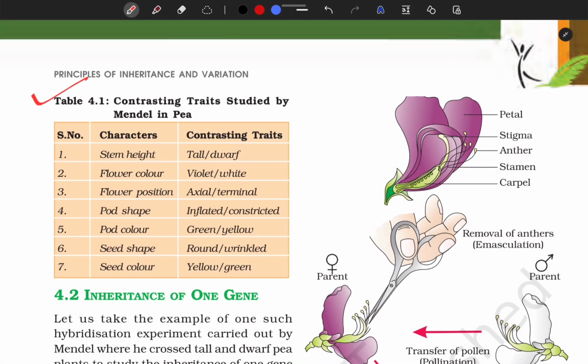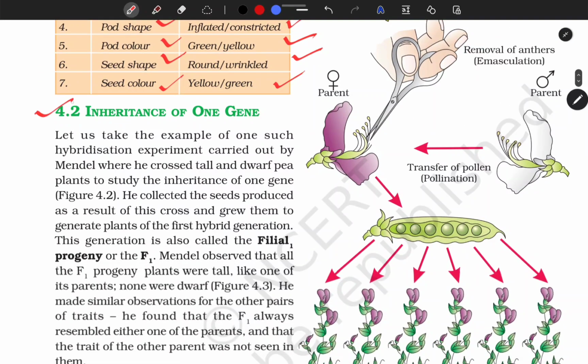Table 4.1 shows contrasting traits studied by Mendel in pea: characters and contrasting traits. Stem height is tall or dwarf, flower color is violet or white, flower position is axial or terminal, pod shape is inflated or constricted, pod color is green or yellow, seed shape is round or wrinkled, seed color is yellow or green.